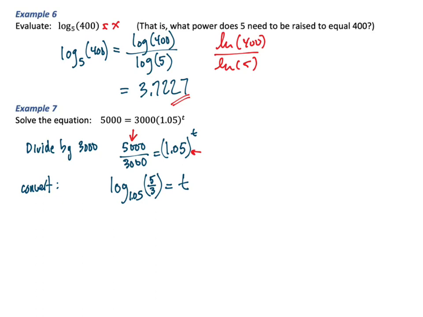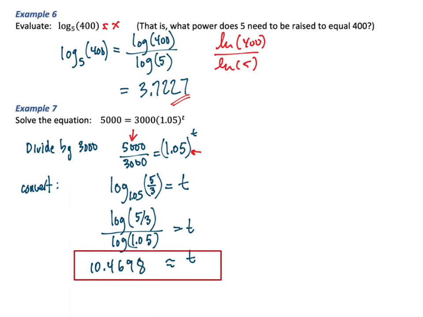I can't do that on my calculator, but I can convert that left-hand side using our base conversion. So we've got log of 5/3 divided by log of 1.05 equals t. And on our calculator, we can get t is about 10.4698. So a good use of that change of base formula is once we convert our exponential equation to logarithmic, we can solve for t, we can use the change of base formula to evaluate it on our calculator, and we're done with that.